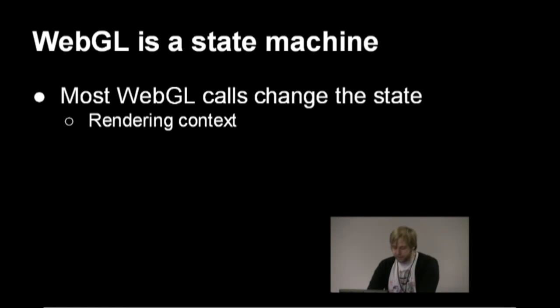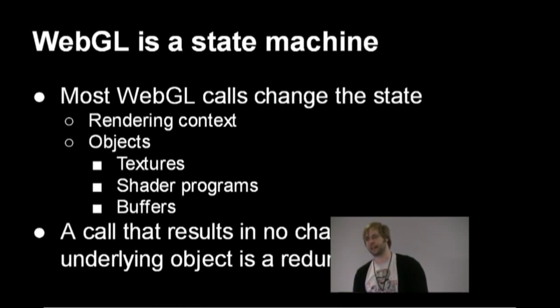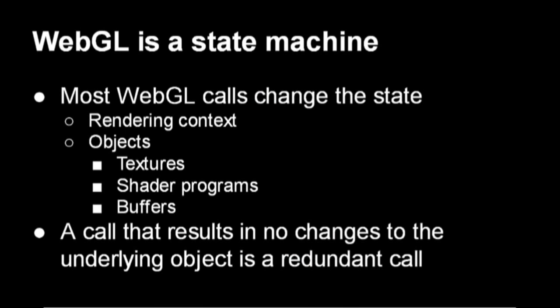You can also change the state of a WebGL object. A WebGL object is basically anything you would make through a create function, so this includes textures, your shader programs, and your buffers. If a call that should change state does not actually change any state after execution, this is known as a redundant call.